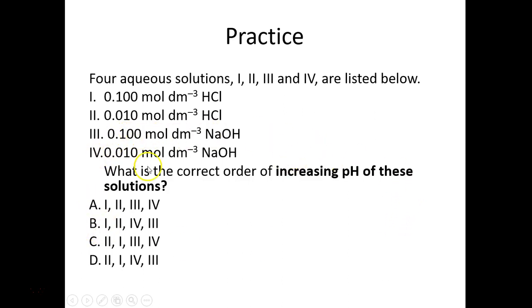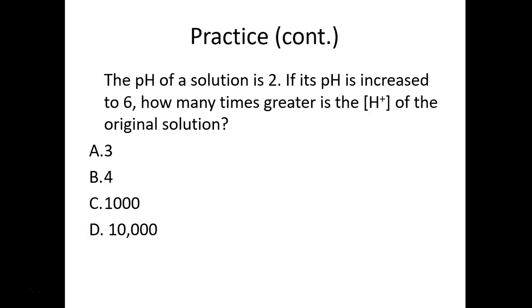Now, when we compare 3 and 4, that's when people sometimes get tripped up. Because remember, the more concentrated the base, the higher its pH. So 3 is actually going to be the very highest because it's the most concentrated base. So the correct answer here would be B, 1, 2, 4, 3. Okay, try one more problem.